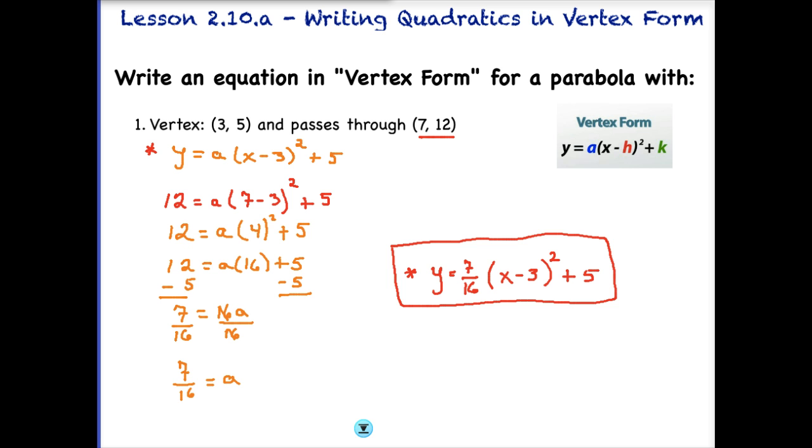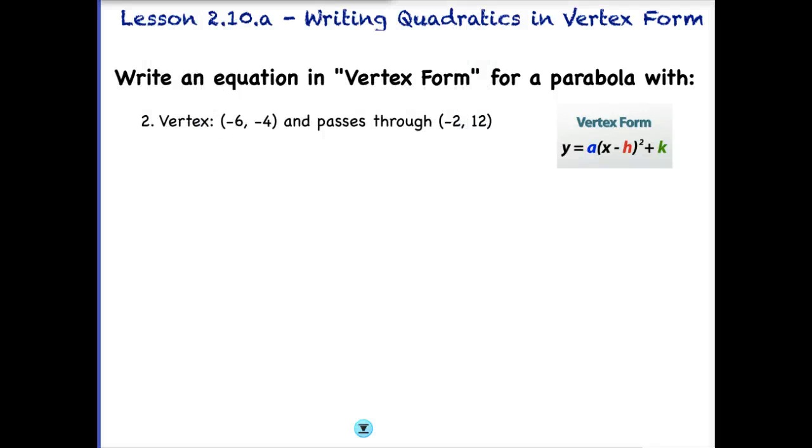All right, let's do one more practice, and then you guys will try it on your own. All right, we have the same situation. We want to write an equation in vertex form for a parabola. We know that a parabola is a quadratic with the vertex of -6, -4, and is going to pass through the point -2, 12. Okay, so we're going to proceed as we did last time.